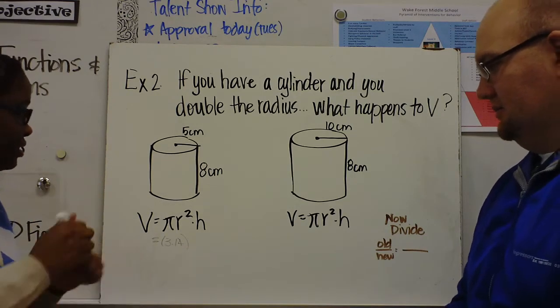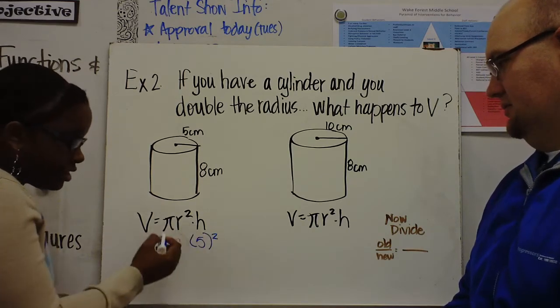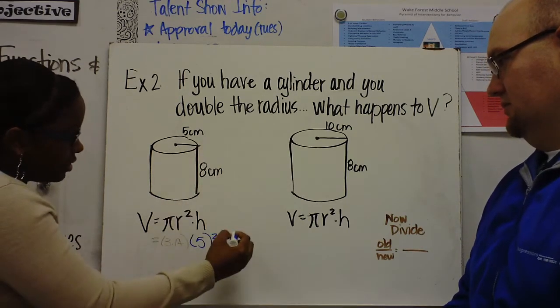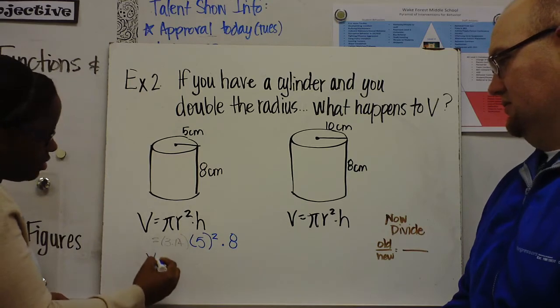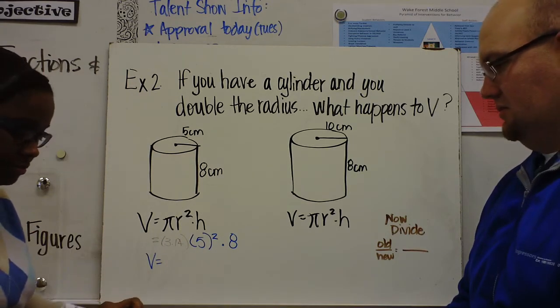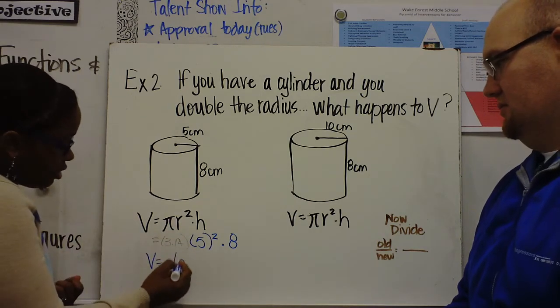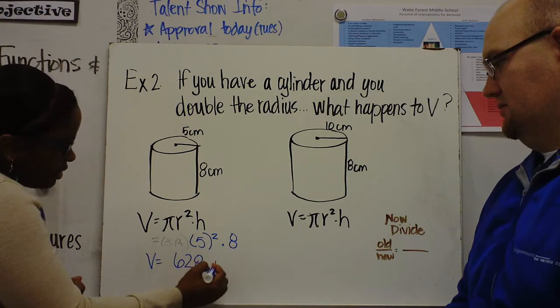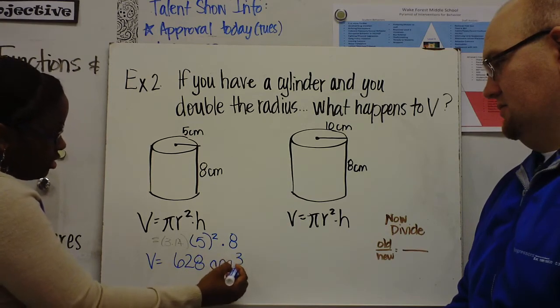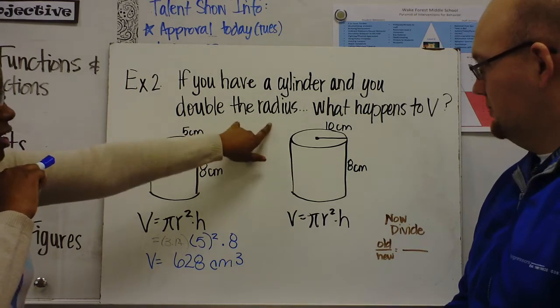And our radius is 5. And we have to square it. Don't forget to square it. Times our height is 8. And we're going to use our calculator and figure that out. 628. It's 628 centimeters cubed.